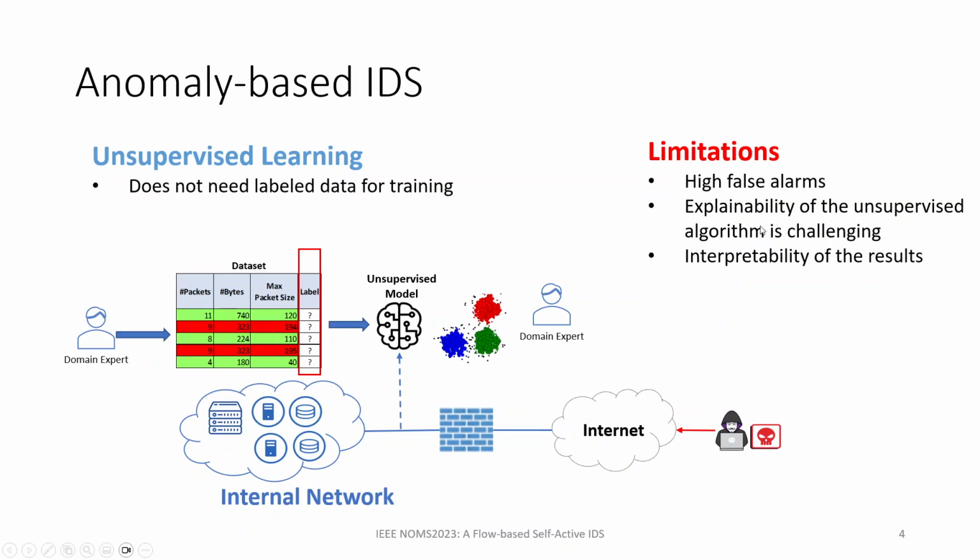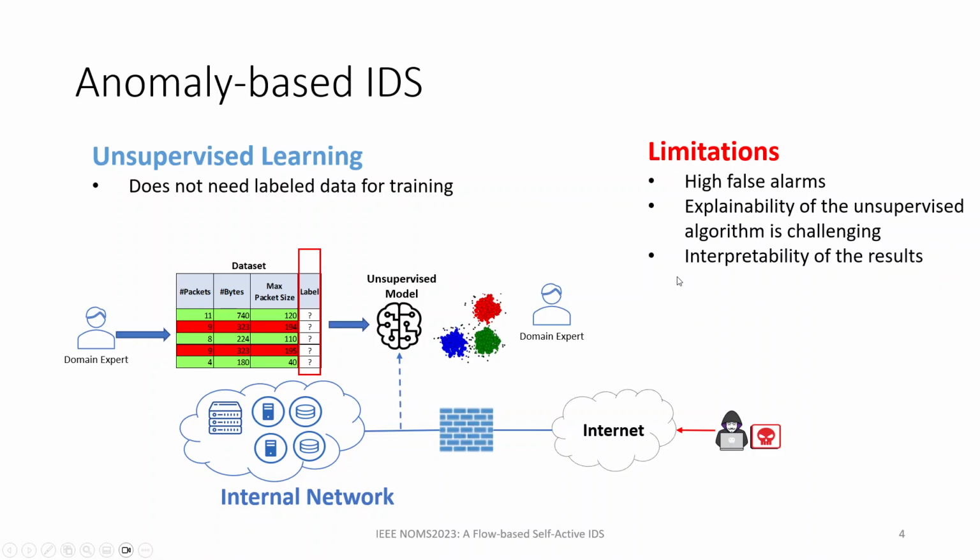The second thing would be the explainability of unsupervised algorithms in the absence of labels. How does the algorithm decide to consider a sample normal or abnormal? The explainability is difficult in the case of unsupervised learning.